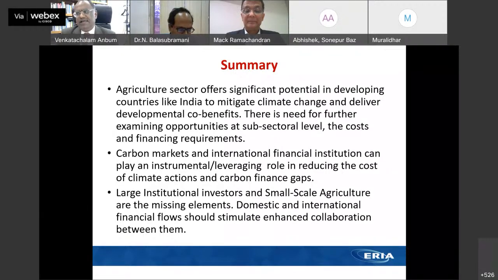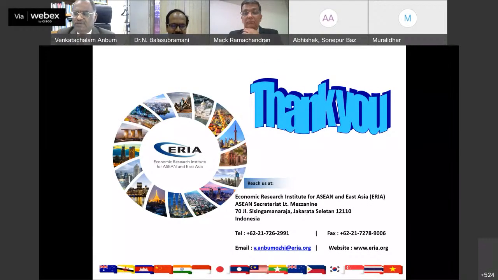And third one is, in the landscape, at the global level, the regional level, the national level, there are two missing points. One is large institutional investors and the other is small scale agriculture. And here much effort is needed to stimulate enhanced collaboration between the two players. I stop here, and once again, thank you very much for giving this opportunity.